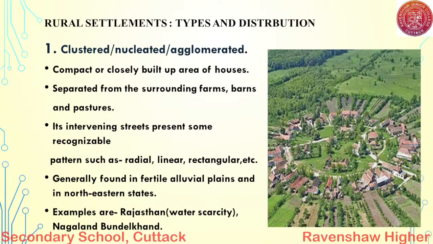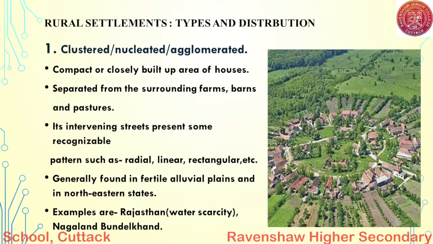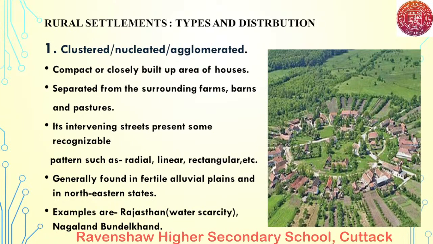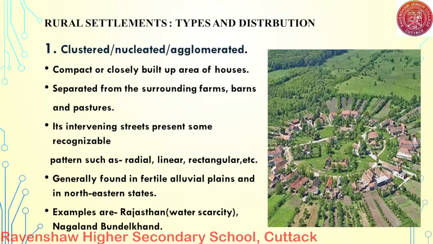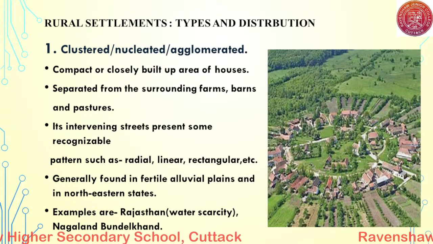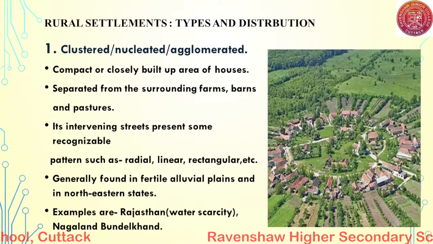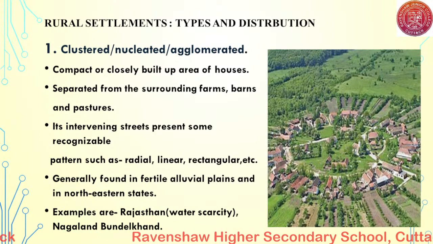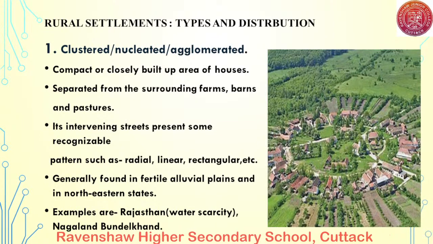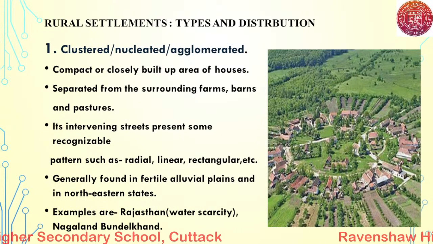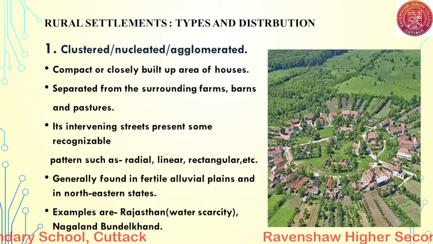Then in rural settlements, the intervening streets present some recognizable geometrical patterns like radial patterns, linear patterns, rectangular patterns, etc. These are the patterns which are found in rural settlements. That means these patterns are determined in accordance with the intervening streets which are present in the settlement.